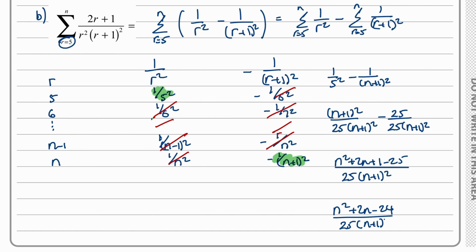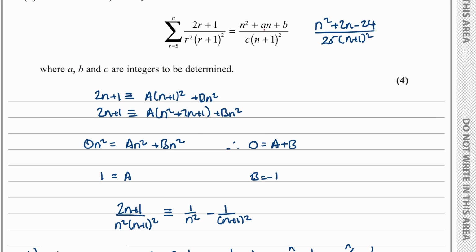Okay, we go back to the question. We can see that the a is 2, b is negative 24, and c is positive 25.